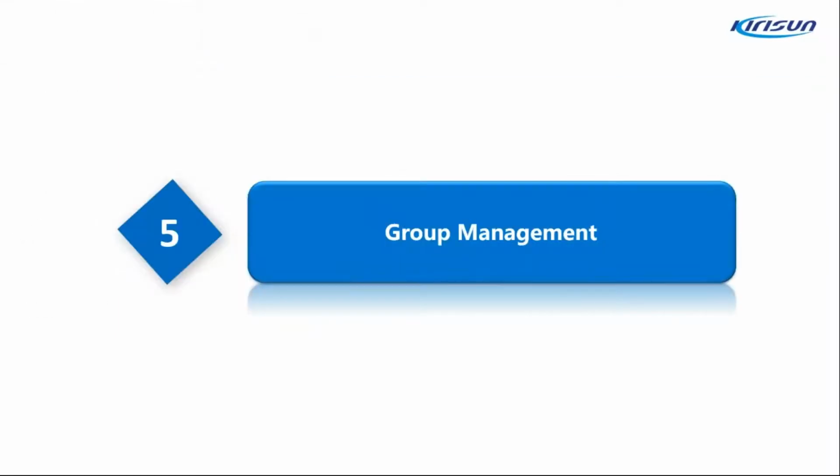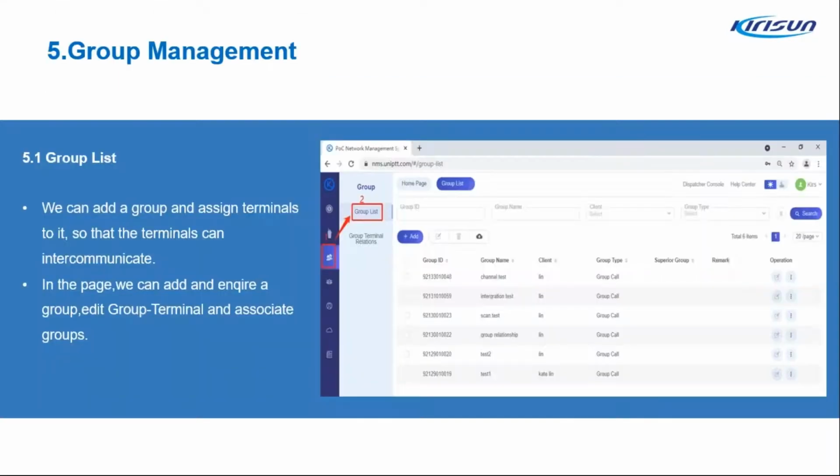Fifth is group management. The fourth part is the group list. We can add a group and assign terminals to it so that the terminals can intercommunicate. On the page, we can add and query a group, edit group terminals, and associate groups.